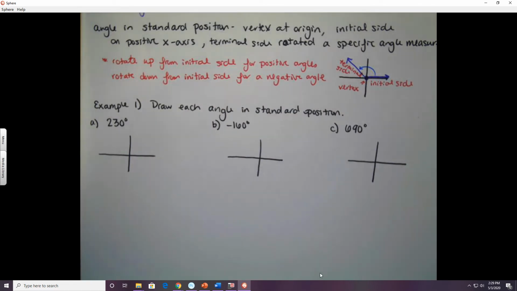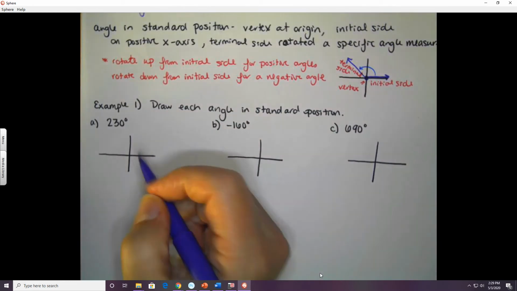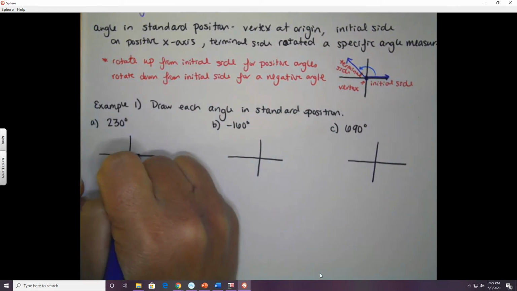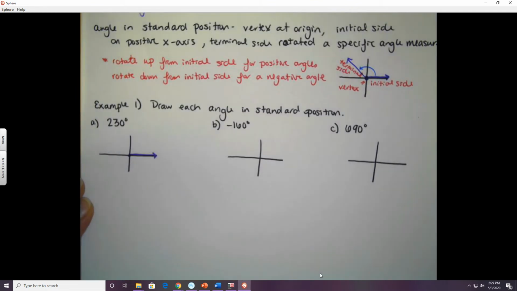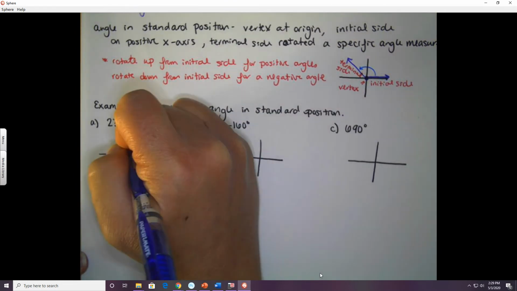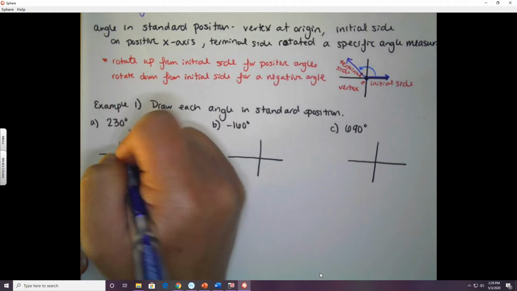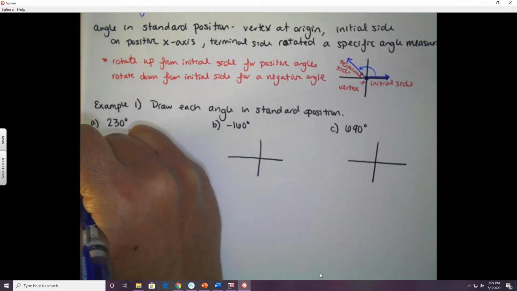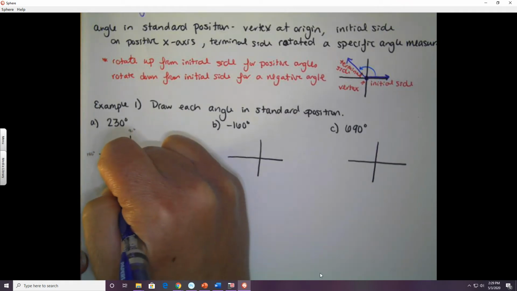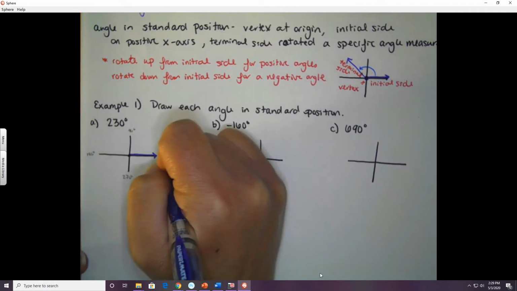Since this angle is positive, I know I'm going to be rotating up. I know my vertex will be at the origin. My initial side will be on that positive x-axis. If it helps you to add some additional labels, you can. We know a quarter of a turn around is going to be 90 degrees. Halfway around would be 180 degrees. Three-quarters of a turn would be 270. All the way around would be 360 degrees.